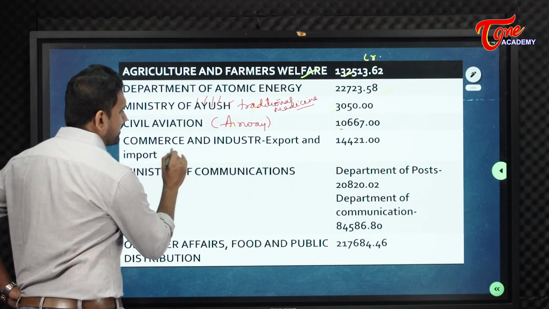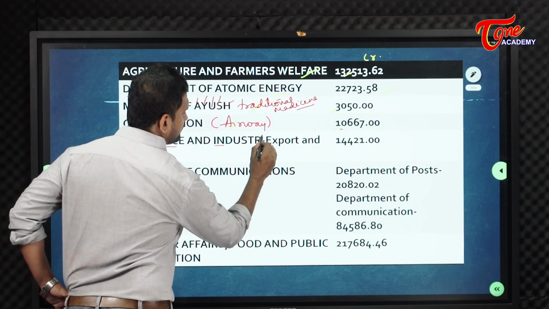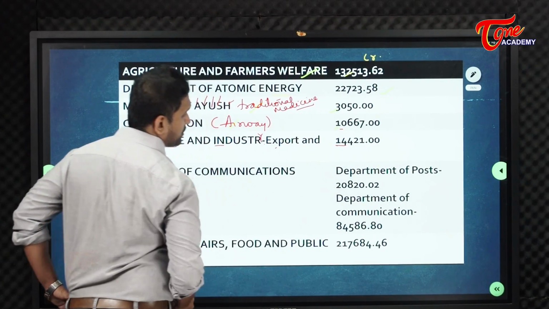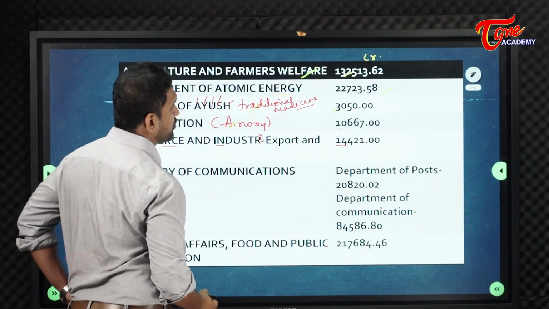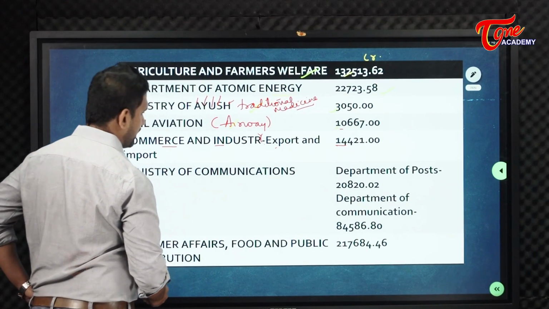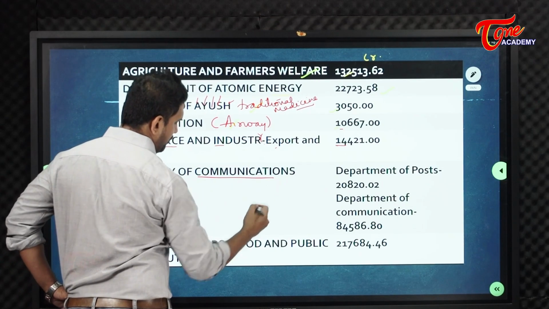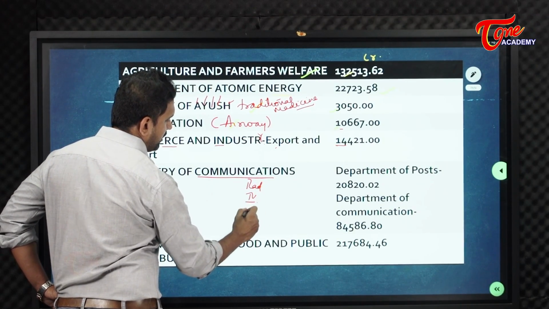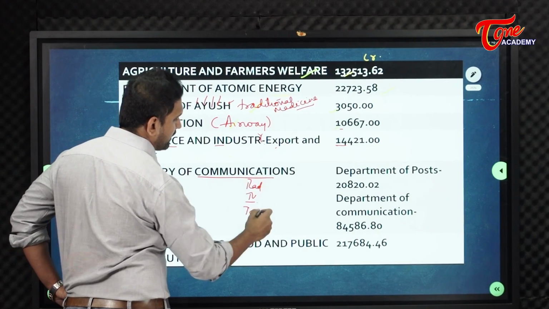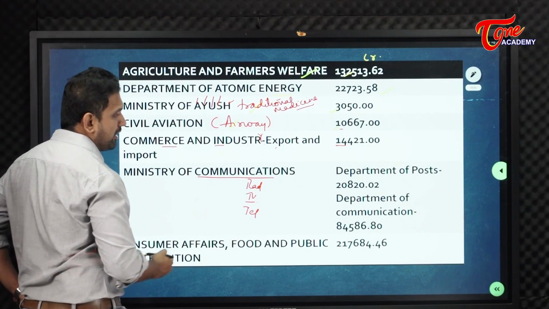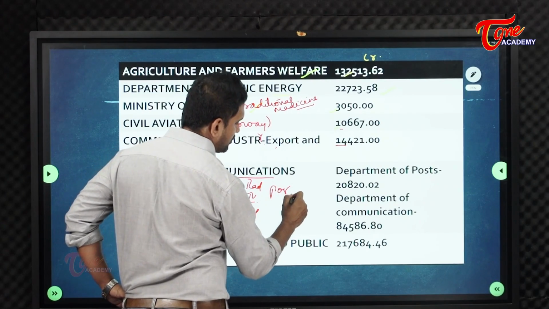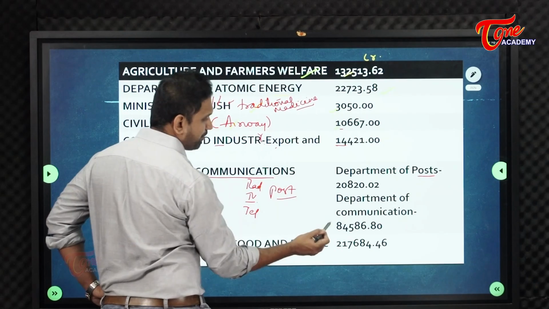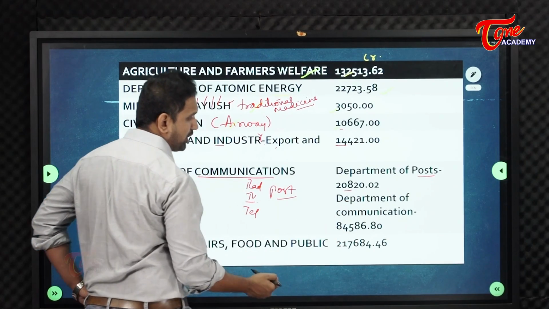Then commerce, for the trade and industry purpose. Export and import also. 14,000 crores, almost around 14,500 crores were allocated. Okay. Department, Ministry of Communication. Communication means radio communication, okay, TV broadcasting, okay, telecommunications, phone, etc. for that purpose. Okay. And post also. Through the post also, government will communicate. First one is what? Department of Post has got 20,000, almost like 21,000 crores.